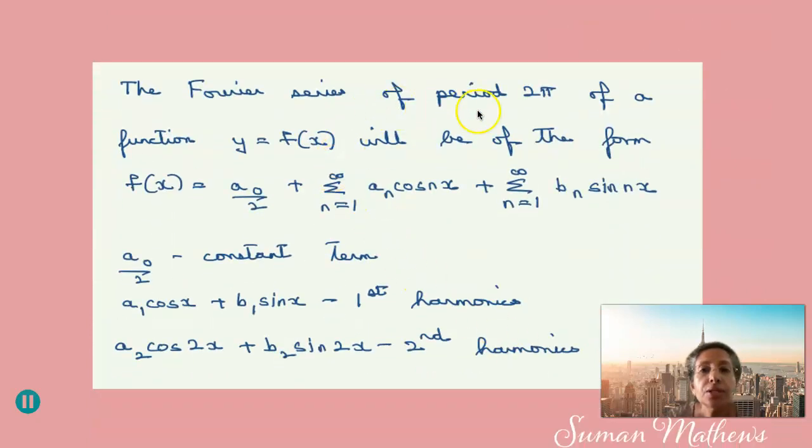So the Fourier series of period 2 pi of a function y equal to f(x) is of the form f(x) equal to a0 by 2 plus summation n taking value 1 to infinity an cos nx plus summation n equal to 1 to infinity bn sin nx, where a0 by 2 is the constant term, a1 cos x plus b1 sin x is the first harmonic, and a2 cos 2x plus b2 sin 2x is the second harmonic.